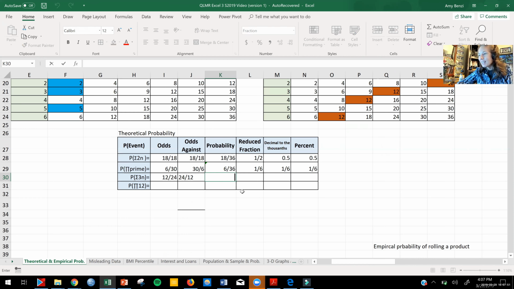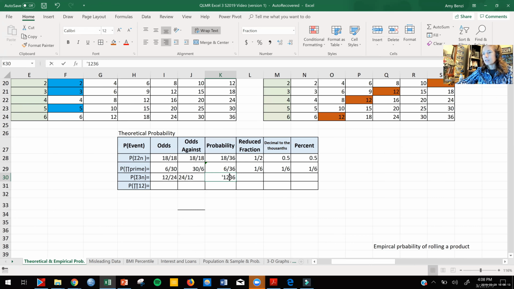All right, let's keep moving along here. So now I want to know the probability of rolling this. So I'm going to use my apostrophe again, and I have 12 multiples of 3 out of 36 possible rolls. Looks like I forgot my division sign. All right, and then for the next piece, I'm just going to copy that.